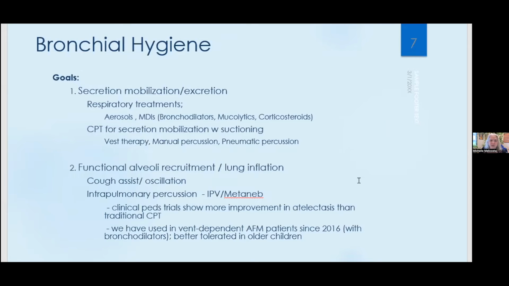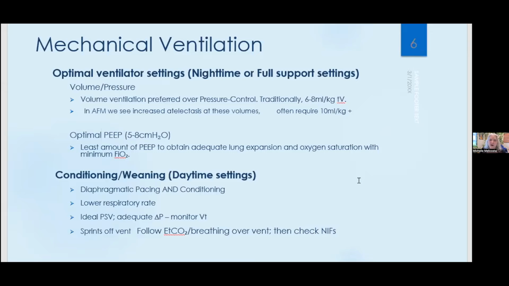During the day, we do try to wean the support as the child tolerates. I'll talk more about the pacing in a minute, but we do try to decrease the respiratory rate on that SIMV mode to encourage them to breathe over it. And then when they are able to breathe over the vent, we do sprints off the vent that might start at like a minute, 5 minutes, and then really gradually increase following their end tidals and their ability to generate negative inspiratory pressure.